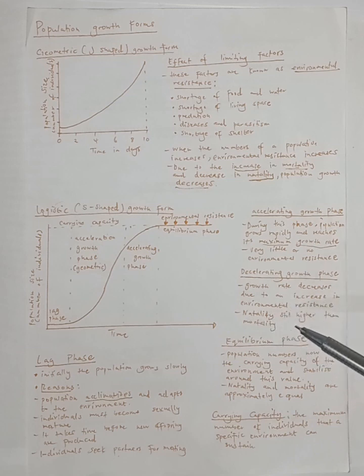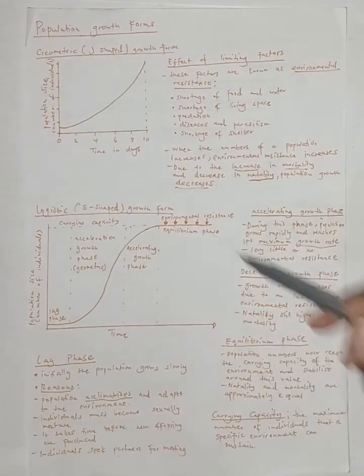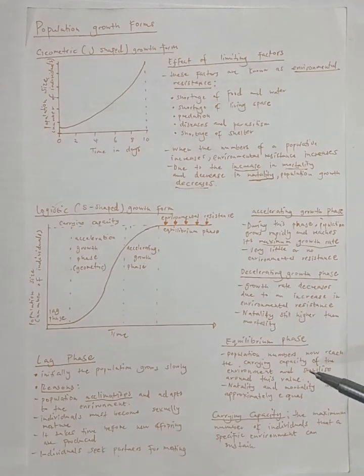Then we have equilibrium phase. Population numbers now reach the carrying capacity of the environment. Now I remember what equilibrium means. Equilibrium, if you know what that means, then you know what this is right there. Equilibrium phase. Population numbers now reach the carrying capacity of the environment and they stabilize around this value. Natality and mortality are approximately equal.